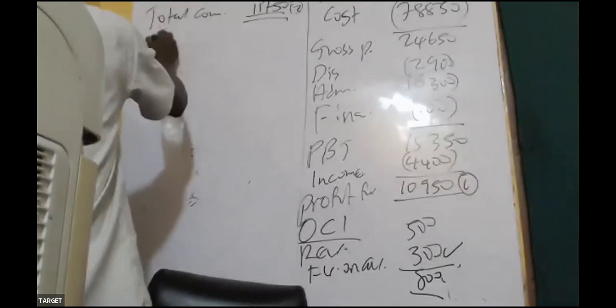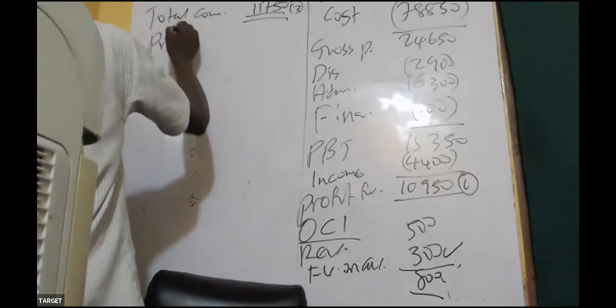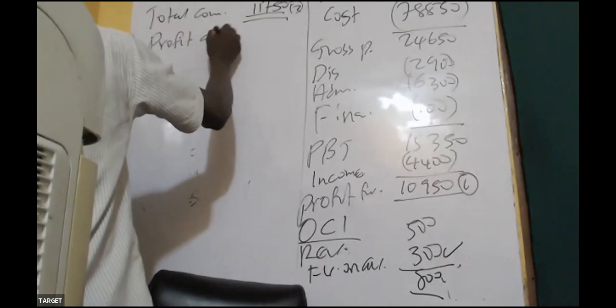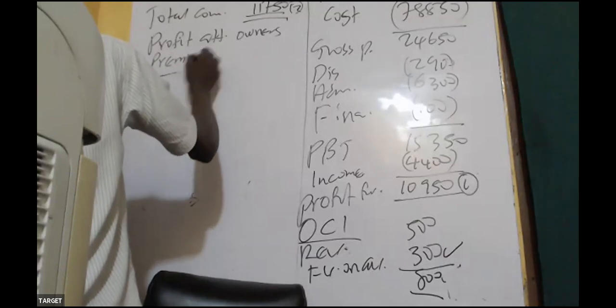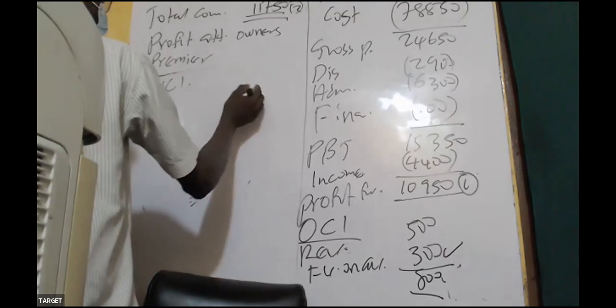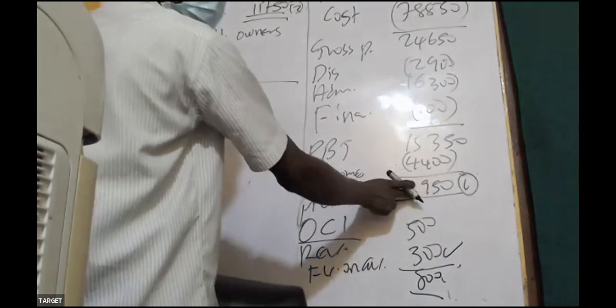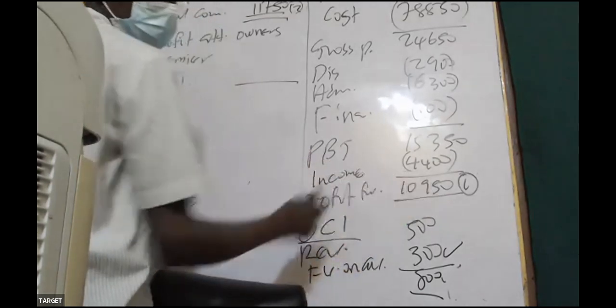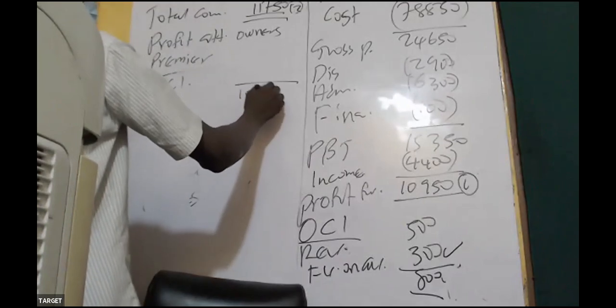First of all, tell the examiner that profit. This section mostly they don't do it. Profit attributable to owners of the parent, named Premier, and the NCI. You can only get the NCI's figures first. We are sharing this profit first. So can you bring this profit here? Record the profit, 10,950. That's what you are sharing.